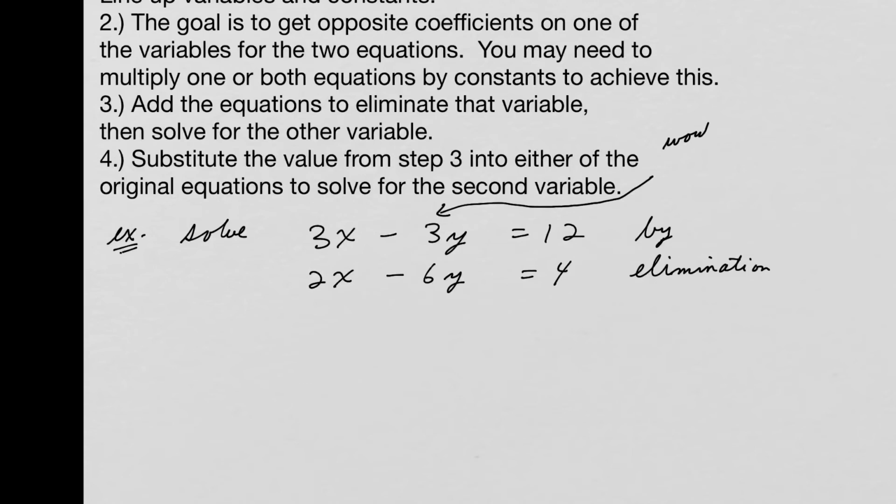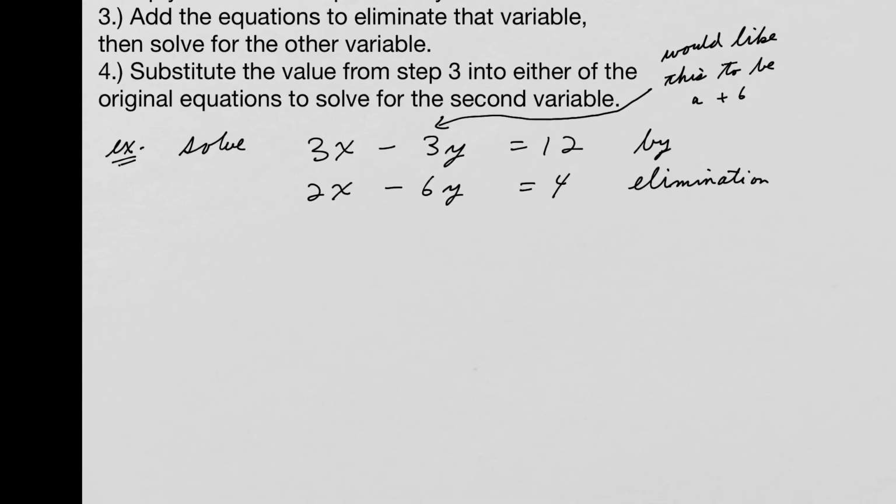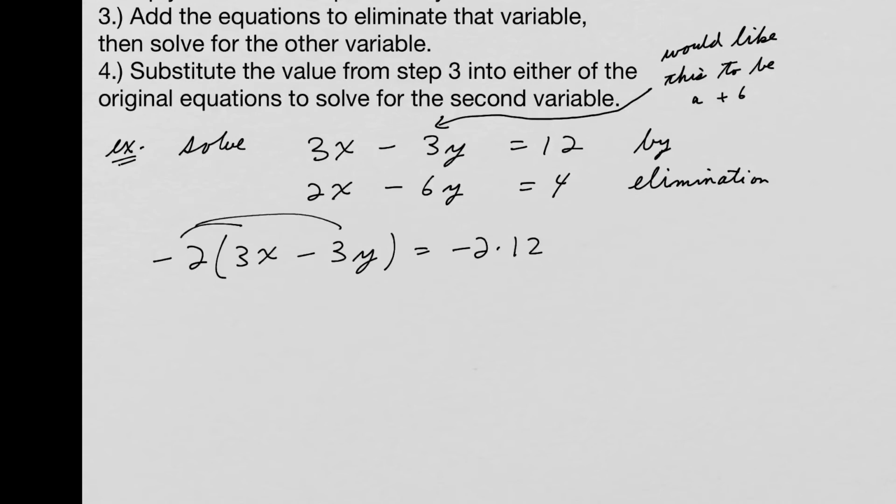So we would like this to be a +6, right? To make that a +6, right now it's -3, we can multiply by -2. So I'm going to multiply that entire first equation by -2, both sides. It's a common mistake to forget to multiply the right-hand side, so make sure you don't forget both sides by -2. Okay, so now I can distribute the -2.